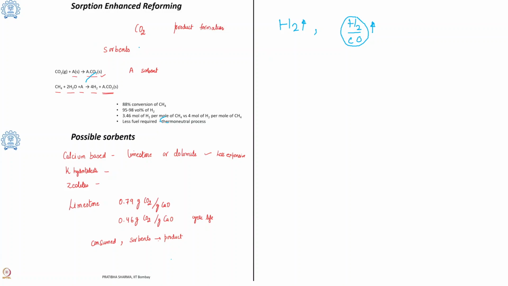So what is the SMR reaction? This is the SMR reaction: methane, CH4, plus water, H2O, gives carbon monoxide plus hydrogen. How can I increase the reaction rate?